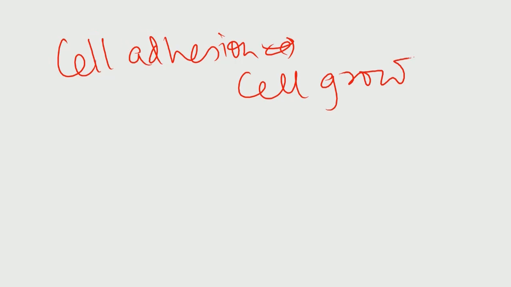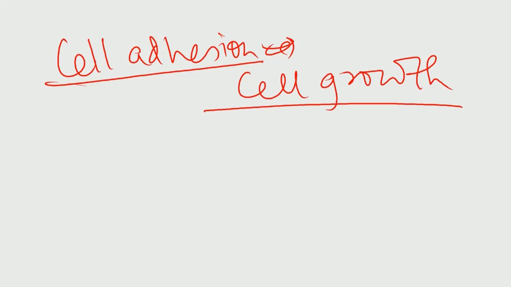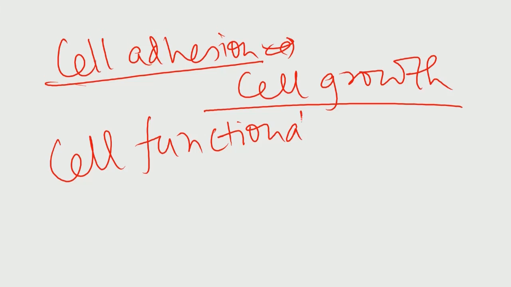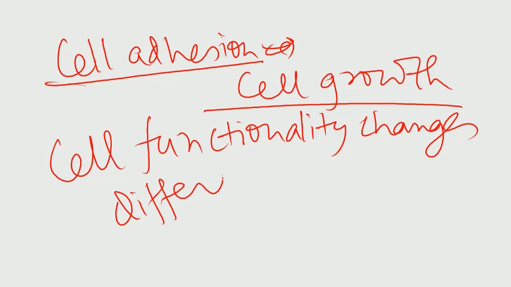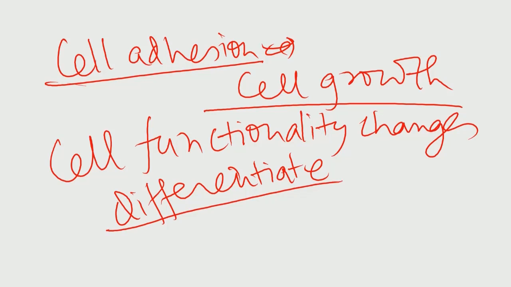The other functionality of the cell: if cell growth takes place on a biomaterial substrate, that is a reflection of the fact that cells, while being attached to a biomaterial substrate, are able to divide. Now, what about cell functionality changes? Cell functionality changes means, suppose you are growing a stem cell and these stem cells can differentiate. Differentiate means differential gene expression, so they can differentiate to other cell types.